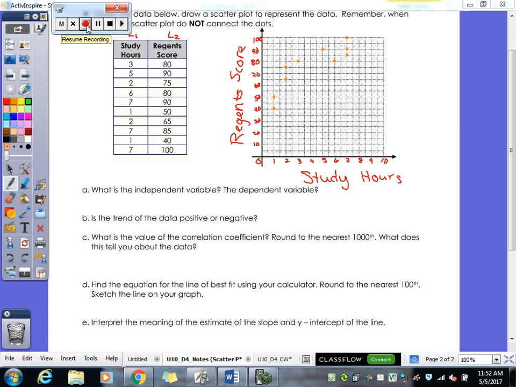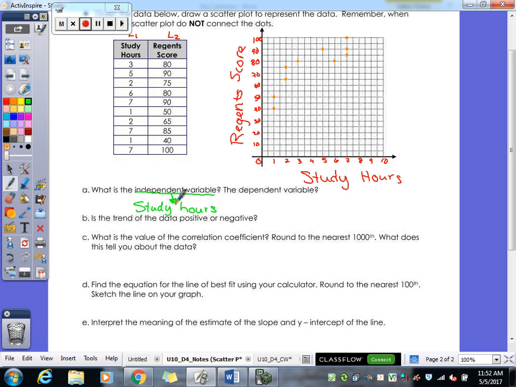So let's look at our questions down below. We have, what is the independent variable and what is the dependent variable? So this is like what we were just doing before. Your independent variable is always your x-axis. So which one was on our x-axis? Study hours. That is your independent variable.